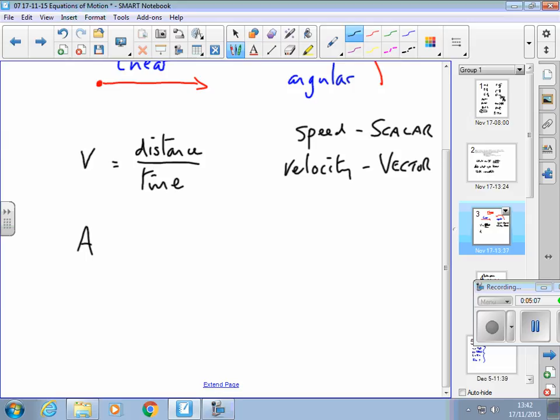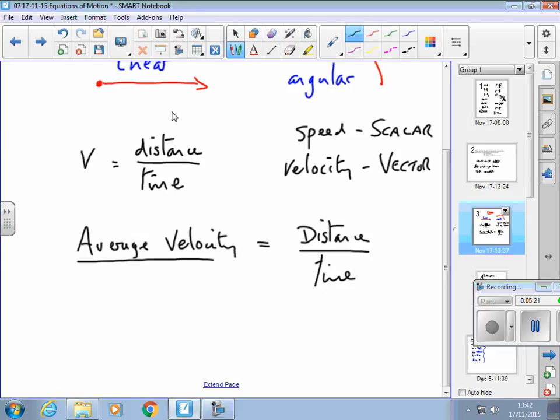The average velocity. And that's an important thing to remember, it's distance over time. It's an average. The total distance you travel divided by the time you take is your average velocity. It might be that you've gone at 30 kilometers per hour exactly for an hour, but that's unlikely, isn't it?